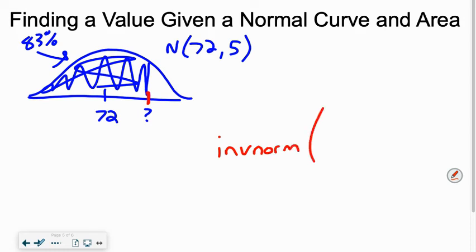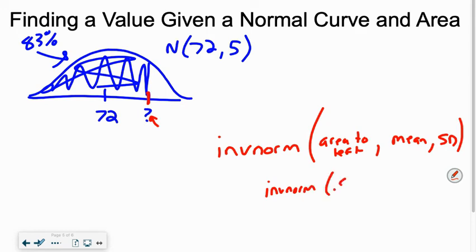So in there goes area to the left, mean, and standard deviation. If you type in those things, it will give you what that value is. So in this case, inverse norm, 0.83, 72, 5, and it will give you what that point is. Way to double check, it should be more than 72 if you did it right.